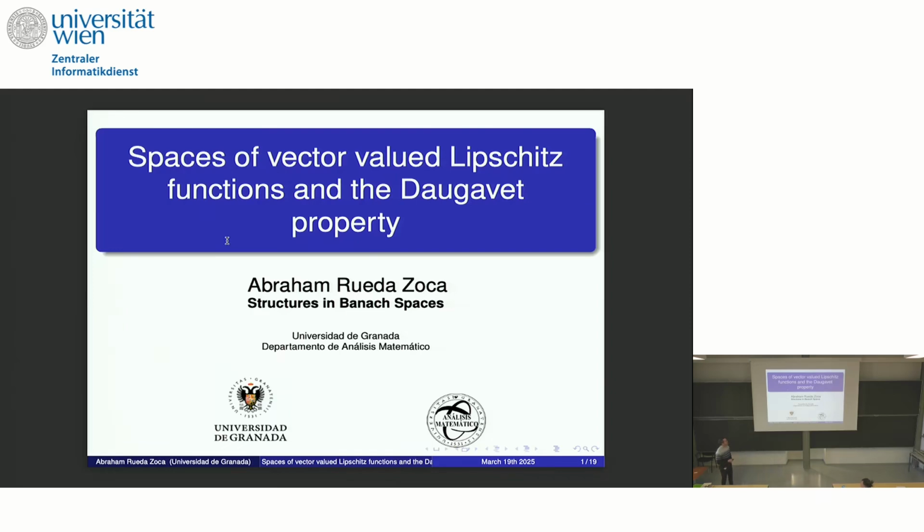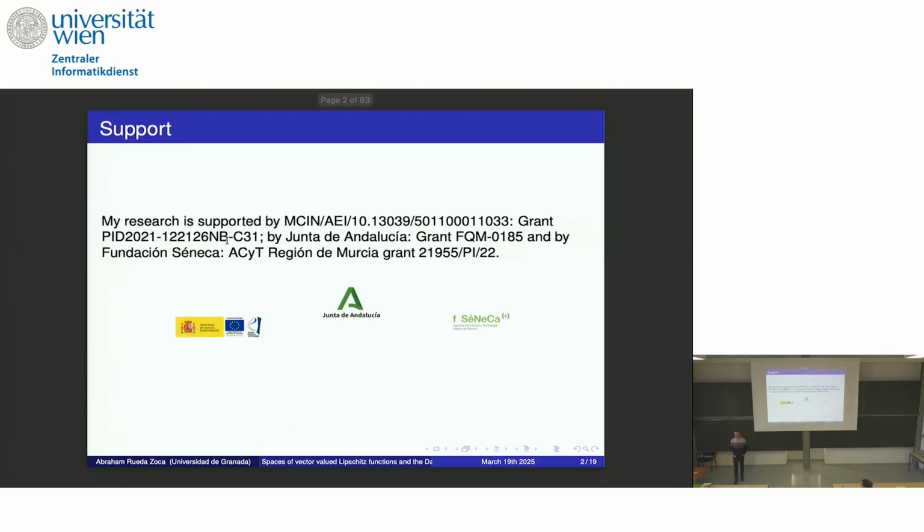Today I want to talk about the Daugavet property in spaces of vector-valued Lipschitz functions. I'm very happy to present this talk because this is a problem I have tried for maybe 6 or 7 years.